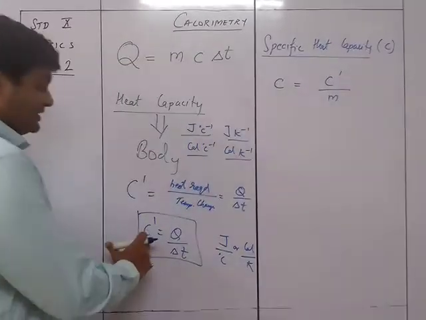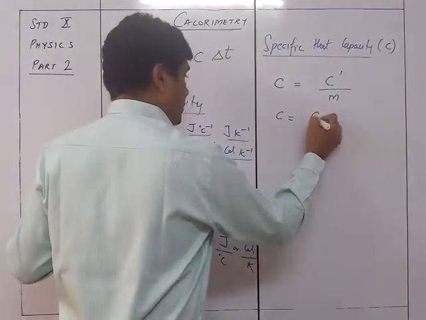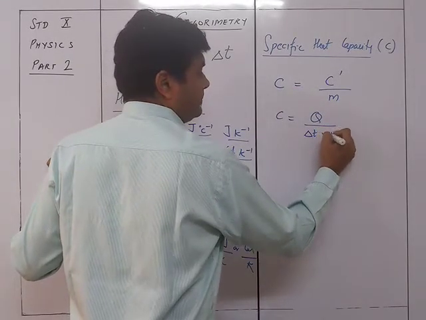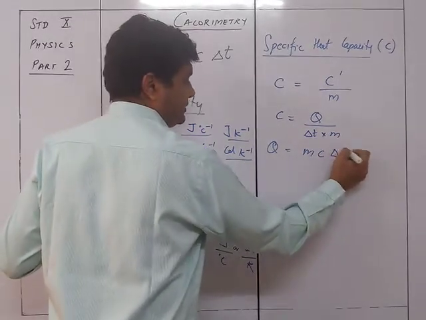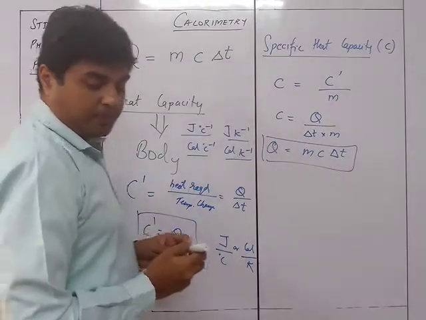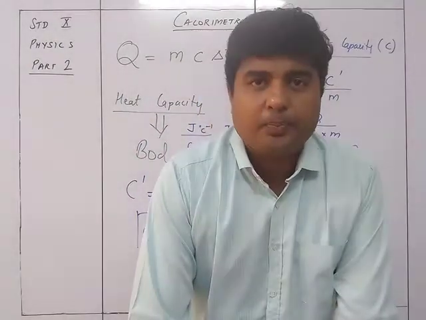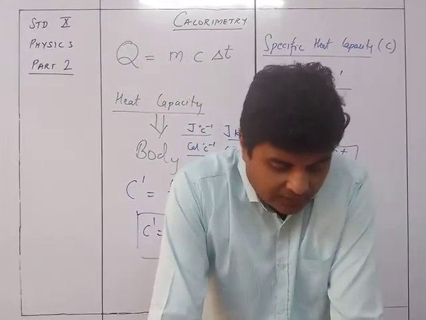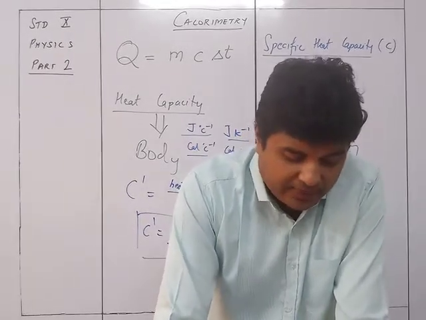Because we know that C dash is equal to Q upon delta T, now I can write this value over here. So C is equal to Q upon delta T into M. So Q is equal to M C delta T. That is what we wanted over here. So you can see that we are getting this from two things: one from the specific heat capacity of the substance, and also with the help of this part, where it is directly related to the mass and the temperature. In other words, specific heat capacity C is Q upon M into delta T.